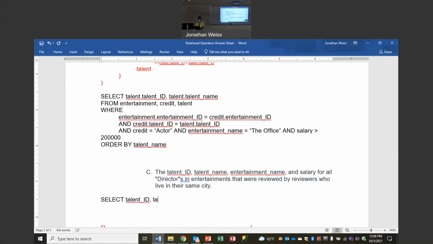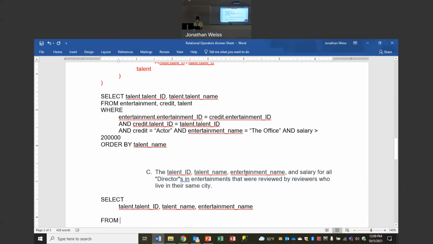But what I'm selecting here is the talent ID, the talent name, and the entertainment name. And you're going to notice right away the talent ID is not unique. So I have to specify which talent ID I'm going to take. So I'm going to take the talent.talent ID. So that's my first part. Indent that nicely. There we go.